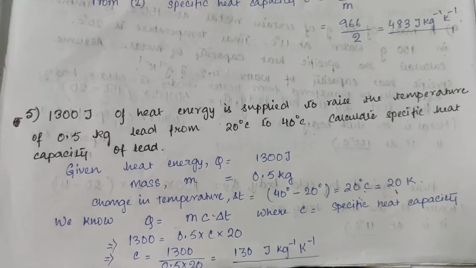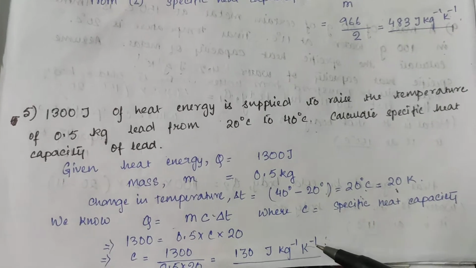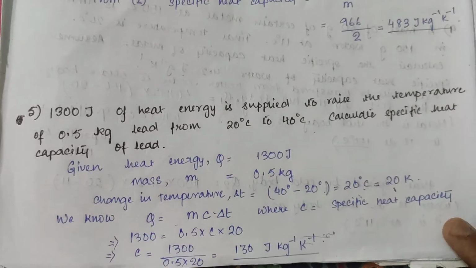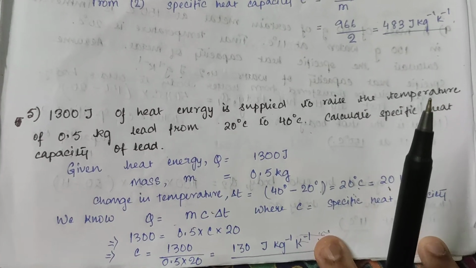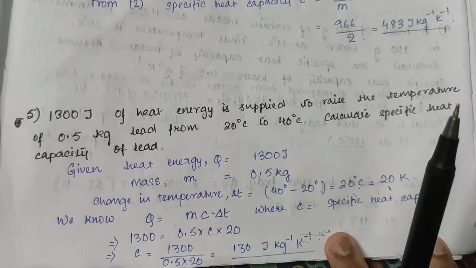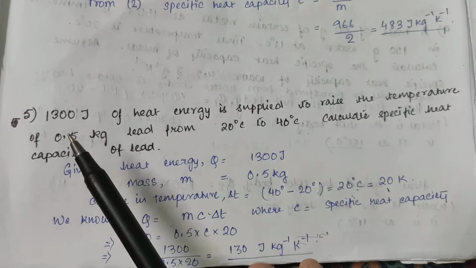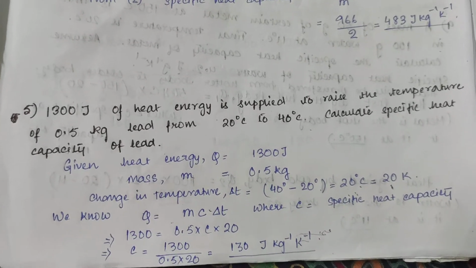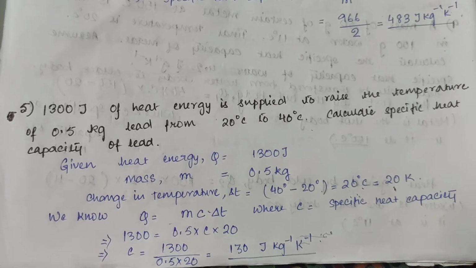Now if I ask you, can I find C prime from here? That means, specific heat capacity we have found. Can I find heat capacity? We can. If C is given, then C into mass will give us the heat capacity. So 130 into mass will give us C prime. If the question was that, you can find that also. Just use the information whatever is provided to you.